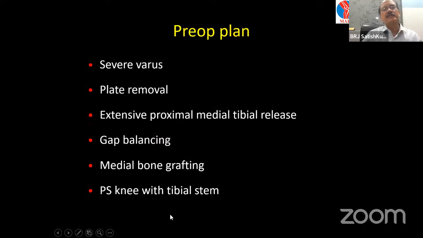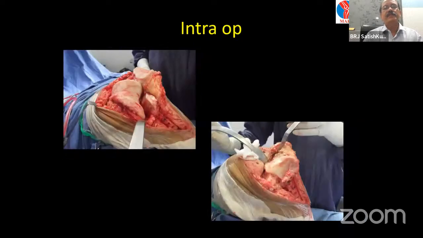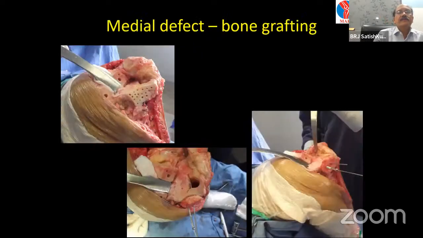So the plan is plate removal. We have to do extensive proximal medial tibial release, and then medial lateral gap balancing, and most probably medial bone grafting, and a post-stabilized knee with the tibial stem. That was the plan. So you can see here, the plate has been removed, and a significant medial defect is there. This is after the proximal tibial cut, and you can see here in the defect we have made multiple holes, and then we put a bone graft.